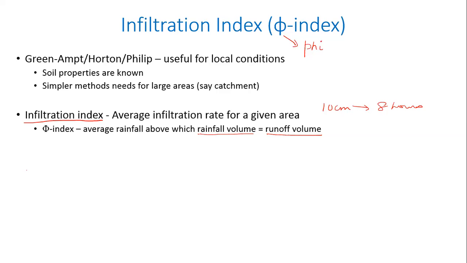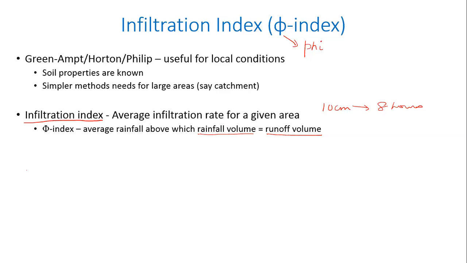So maybe in the first 1 hour, you may receive only a little bit of rainfall, and none of it may become runoff. So if I receive a certain amount of rainfall in a given duration, and none of it becomes runoff, that means all that rainfall has become, what has it become? It infiltrated. It has become infiltration.